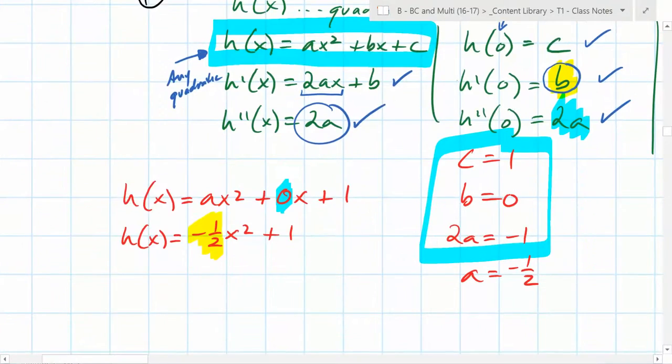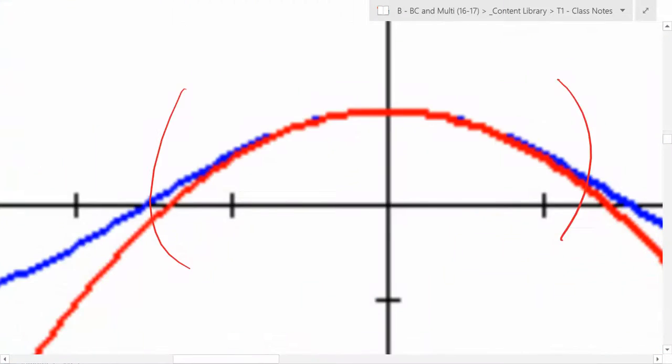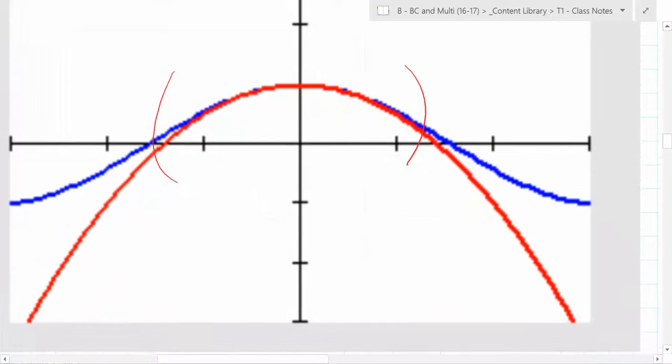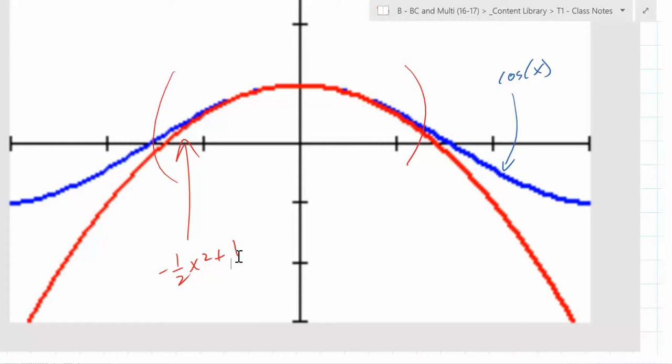So what happens when we graph those together? This is what you end up with. What's the blue there? Cosine. That's cosine of x, right? What's the red? Negative 1/2 x squared plus 1. So did we make a better model for this function? Yes. Instead of just matching the first derivative, it matches the first and the second derivative.